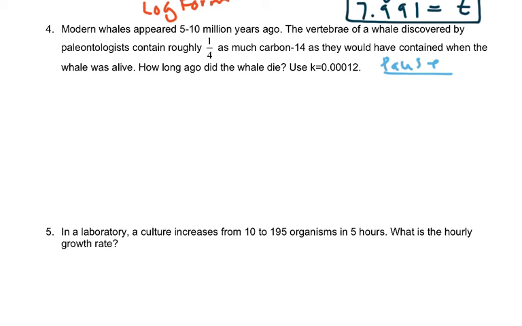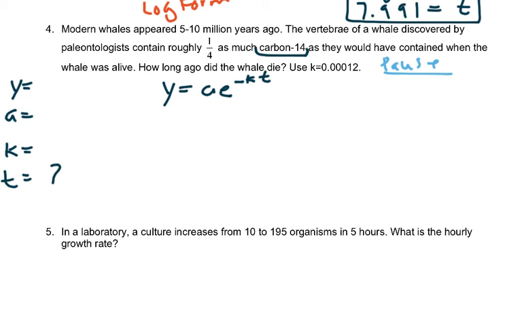All right, so one key that we're noticing is it's talking about carbon 14, so that's a key that we're going to be using our half-life formula. And really it doesn't matter if we use growth or decay, it's just going to change the t value we get. I'm going to recommend that you always use decay, but it really doesn't matter. So here we don't really have too much information because we need our y, our a, our k, and our t. And t is what we're looking for.